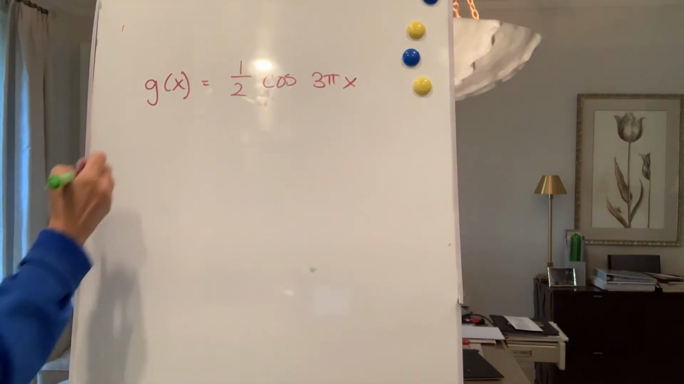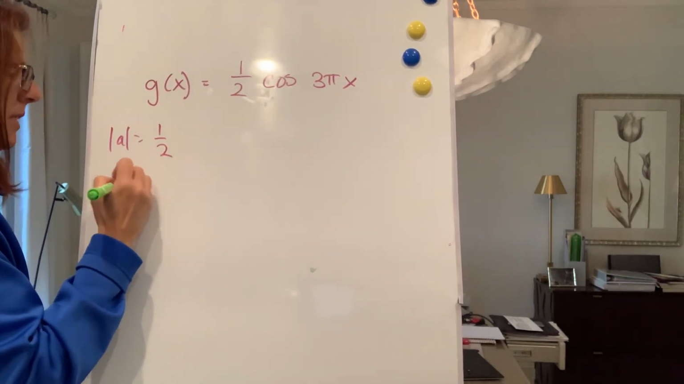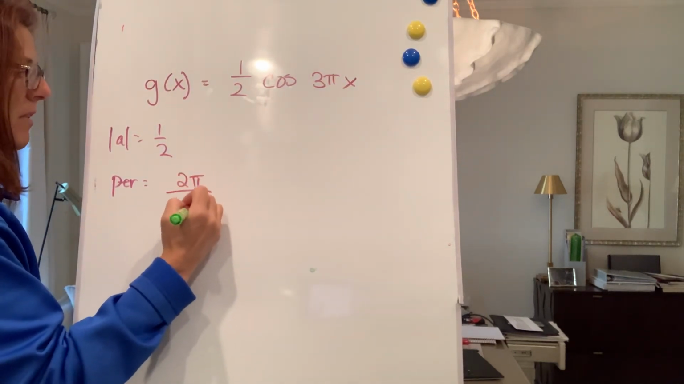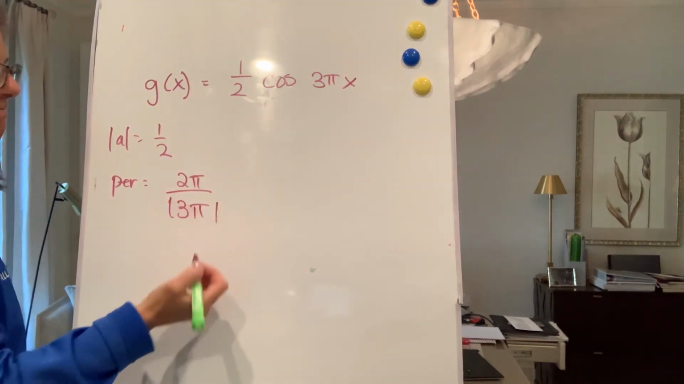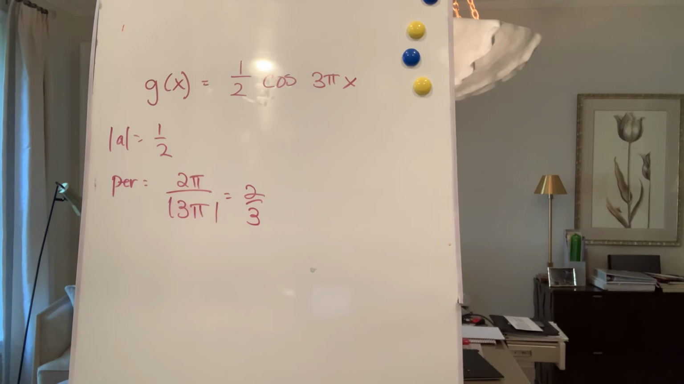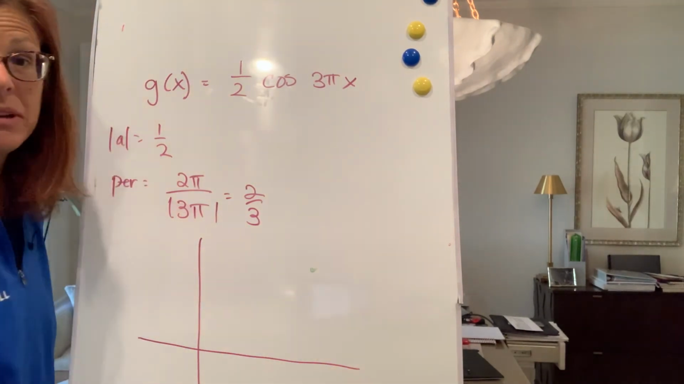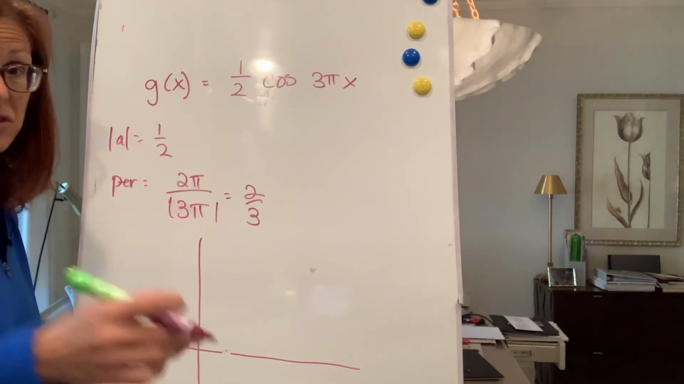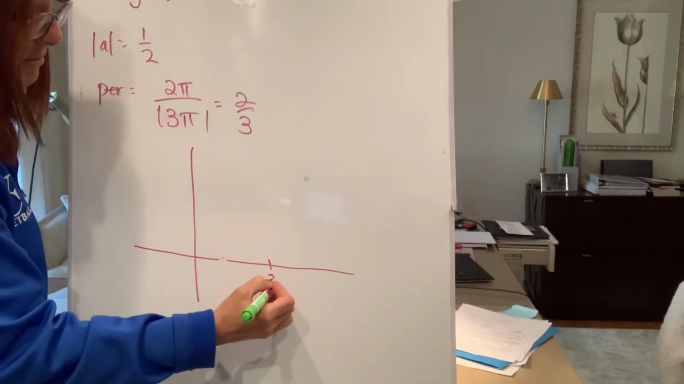All right, so here the absolute value of a is 1/2, and my period is 2 pi over the absolute value of 3 pi. Pi's cancel out, so I just get 2/3. All right, I'm going to increase my scale a little bit here, because if I just start over here at 2/3, we are not going to be able to see the 4 sections very well. All right, so I'm just going to make my 2/3 a little bit bigger.